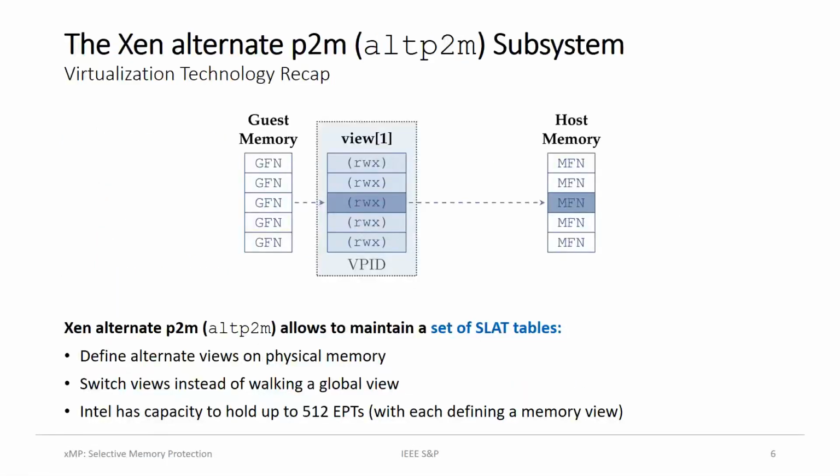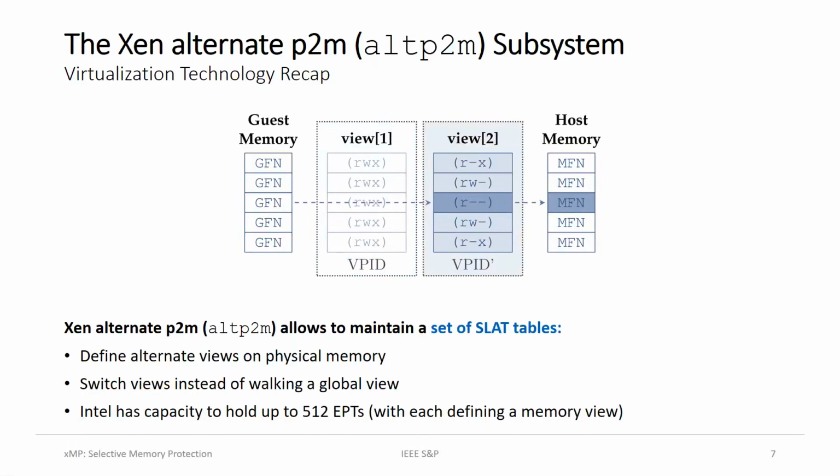Let us briefly refresh our memory on virtualization technology. Normally, a VMM uses only one set of second-level address translation tables, which is short for SLAT or EPT on Intel, to translate the guest physical to host physical memory. In other words, one set of EPT tables defines the guest's view on the physical memory. As we can see on the slide, this view is defined mainly by access permissions to the physical memory. If we change the permissions in the global set of EPT tables, we will inevitably affect the global view on the memory as it is perceived by all vCPUs in the guest.